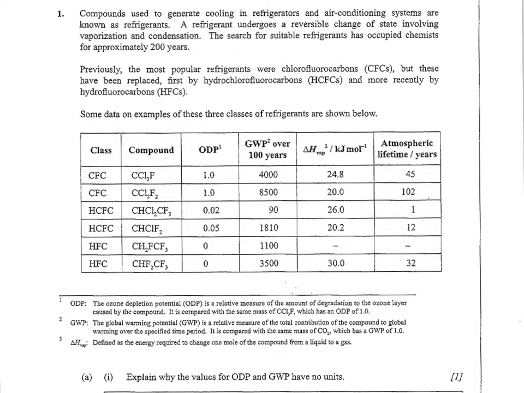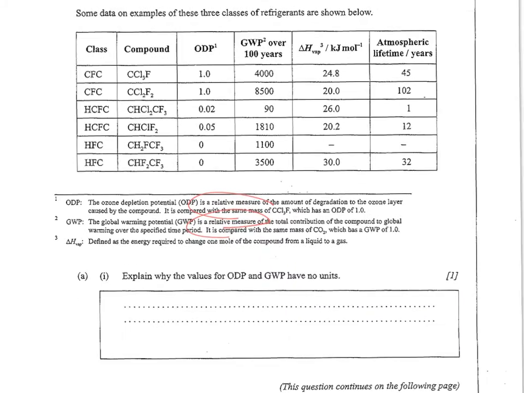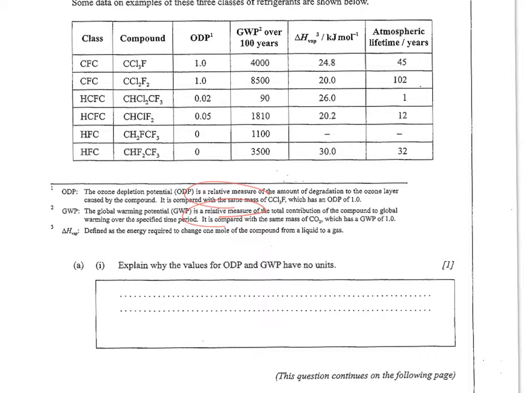And then GWP is a relative measure of the total contribution to global warming over a specified time. The key here is that you notice both of them say they are relative measures. So question 1 wants to know why there are no units for either ODP or GWP. The reason is that relative means it's compared to a standard. So both are what we call relative measures, or compared to some standard. It's like saying my grades are better than your grades. There's not a unit for it, it's a comparison.